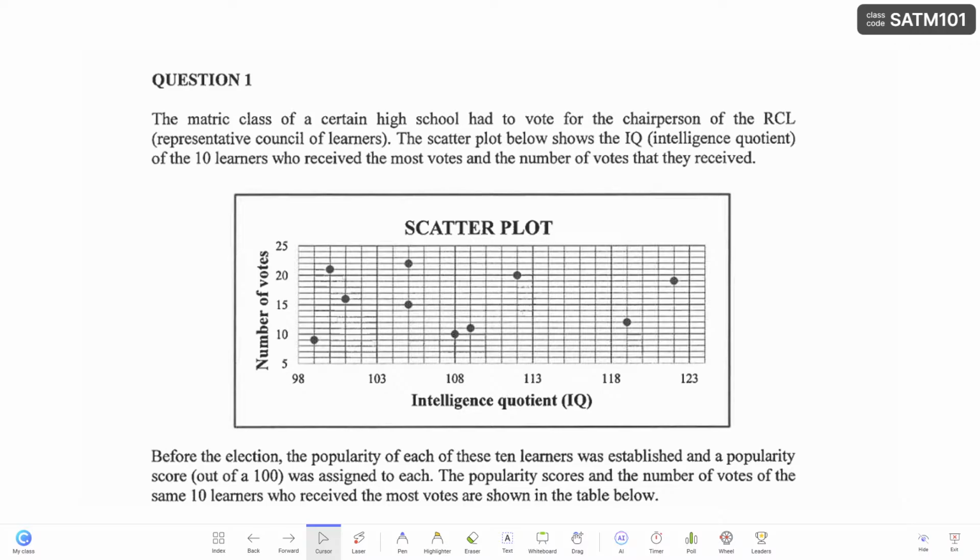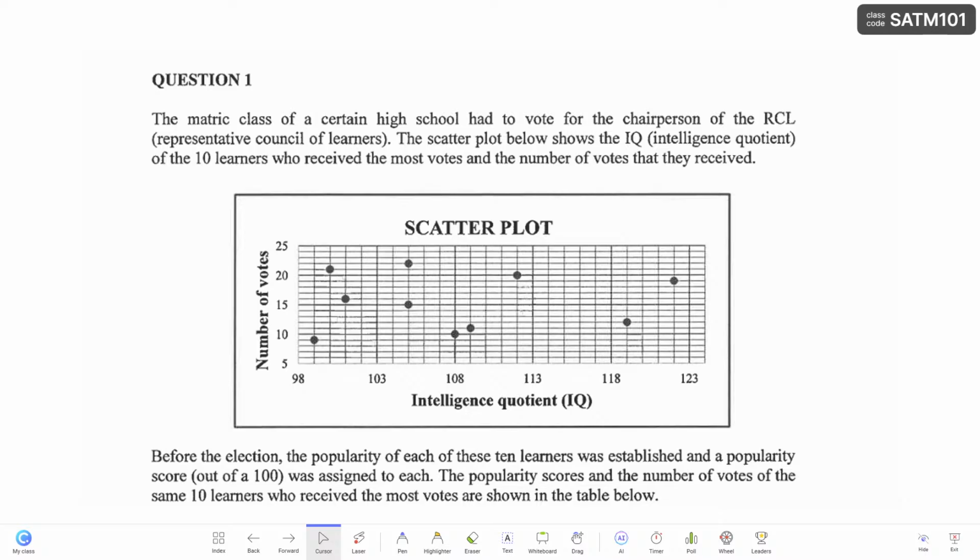Let's begin with question 1. Question 1, they said the matric class of a certain high school had to vote for the chairperson of the RCL. The scatter plot below showed the IQ of the 10 learners who received the most votes and the number of votes that they received. So this is our scatter plot.